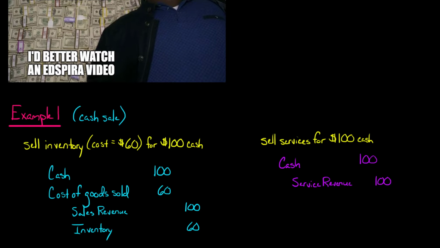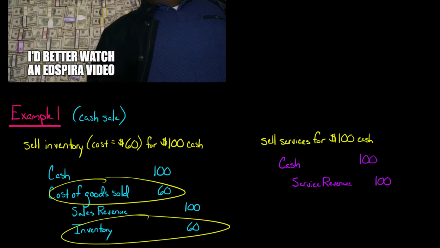Say the company sells some inventory that originally cost the company $60 for $100 cash. The company would debit cash for $100 and then it would credit sales revenue for $100. But also the company is selling inventory that had a cost of $60, so it needs a debit cost of goods sold for $60 and credit inventory for $60.